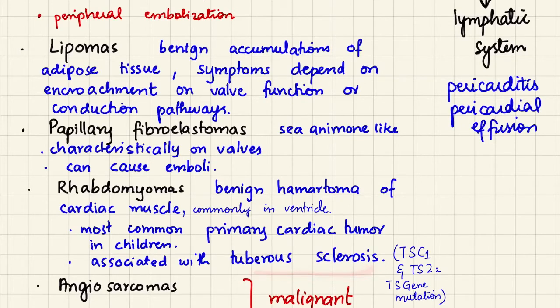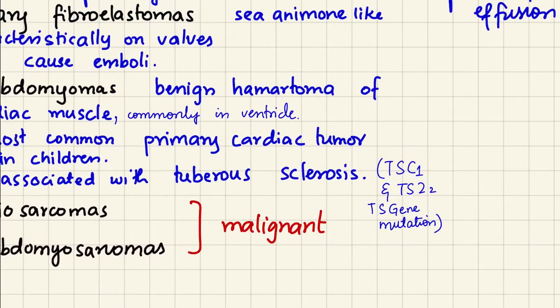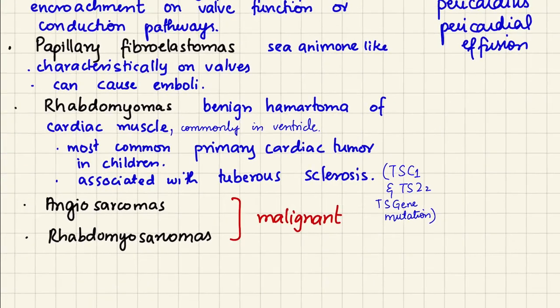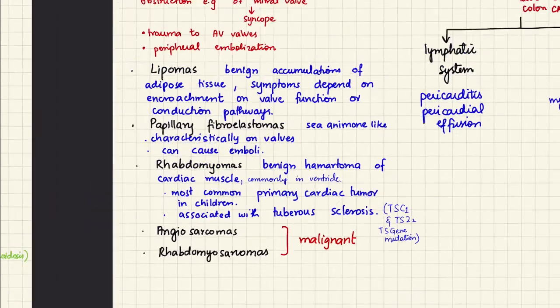Tuberous sclerosis is a genetic disorder which affects cellular differentiation, proliferation, and migration early in the developmental stages. It is normally associated with TSC1 and TSC2 tumor suppressor gene mutations, so this gene is not going to function and a tumor is going to form. Lastly, just to mention angiosarcomas and rhabdomyosarcomas, which can occur anywhere in the body. These are two malignant tumors that can also occur in the cardiac tissue.